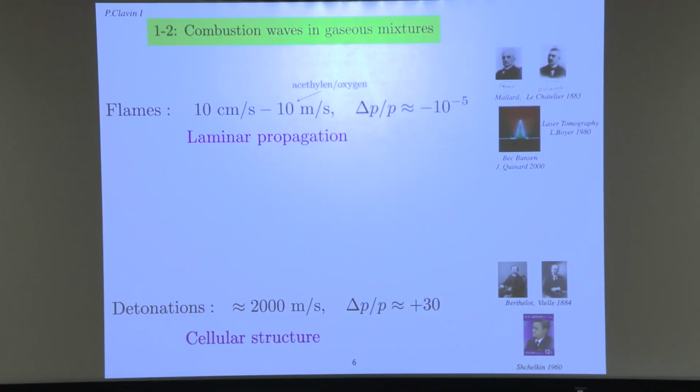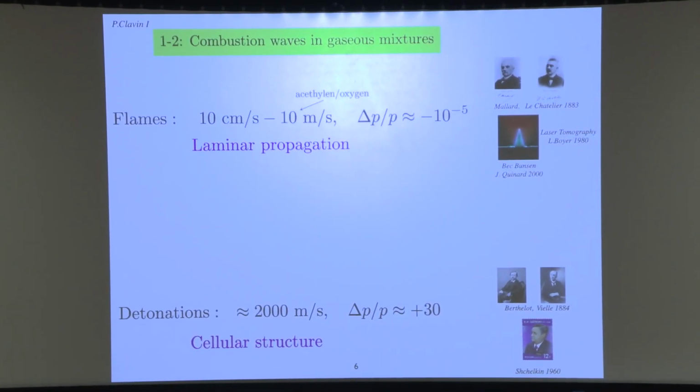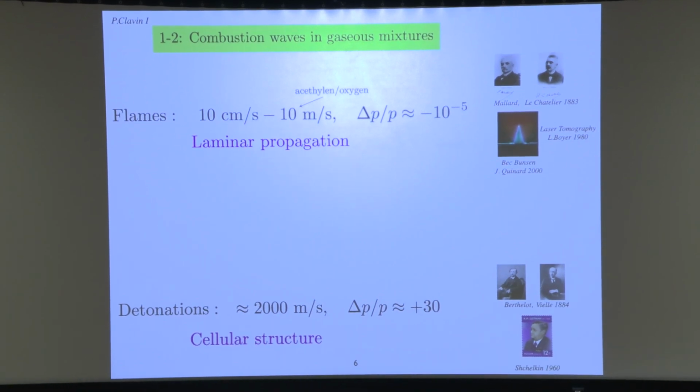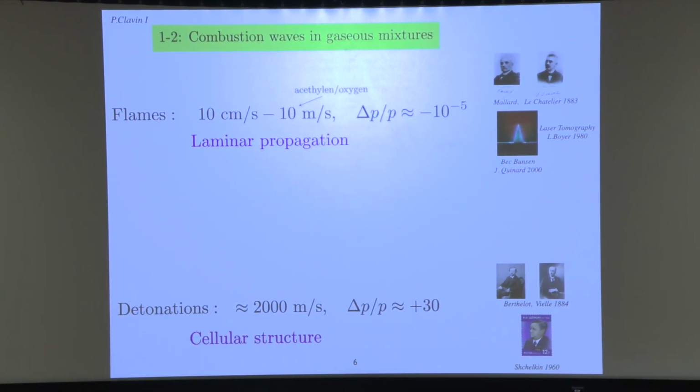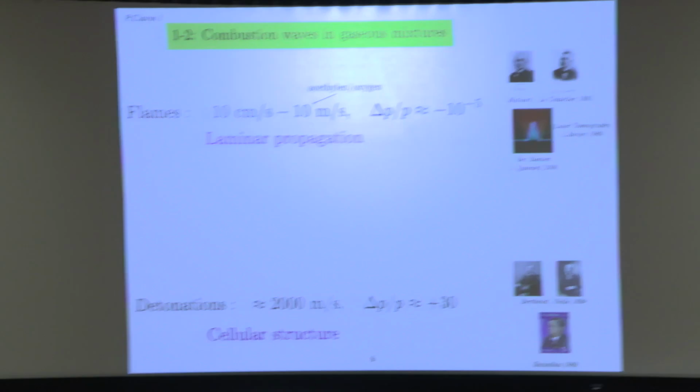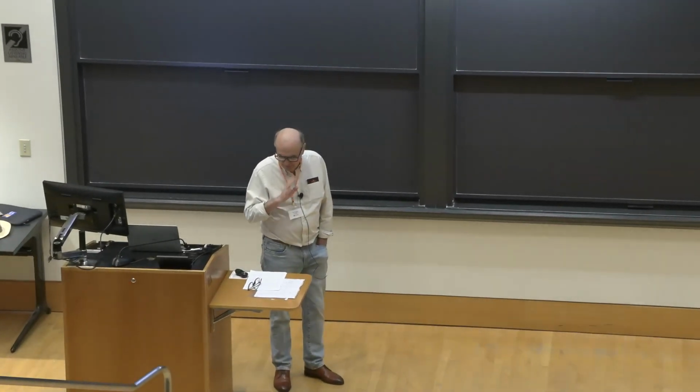A little bit later, the detonation was discovered. It was a supersonic wave propagating the combustion at a speed of about 2,000 meters per second in ordinary condition. This wave, which is supersonic, also has a very important jump in pressure. And this is why these waves are so destructive. They are excessively dangerous.